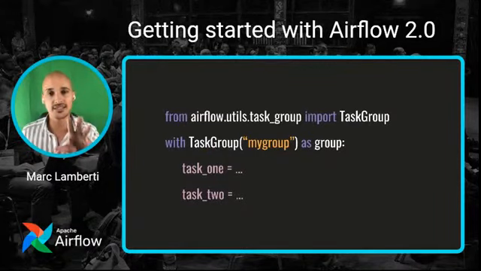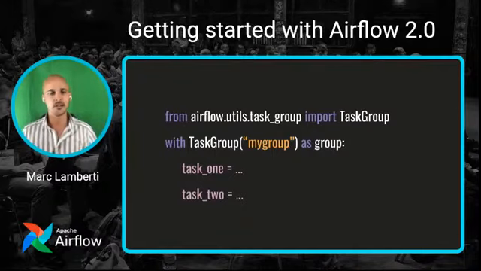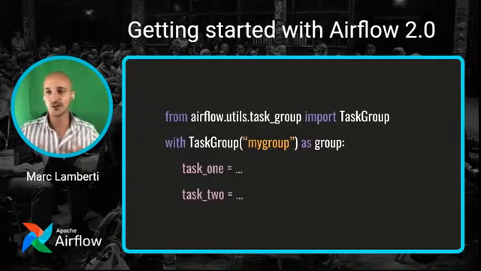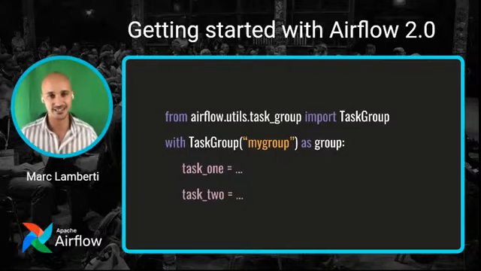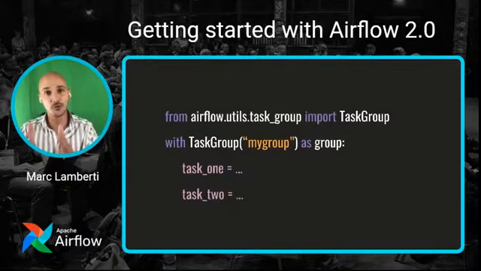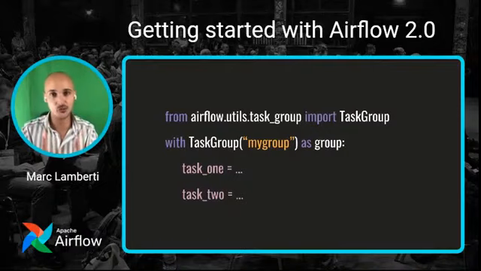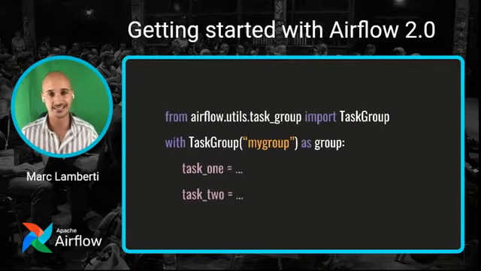This is the only thing you need in order to group your tasks together. That's it. No need to import a sub-DAG operator, no need to create a new Python function, no need to instantiate a DAG and take care of the schedule interval and the default arguments and everything. No, you don't need that. The only thing you need is to import the task group, then instantiate a task group with an ID and put your tasks under that task group. That's it.